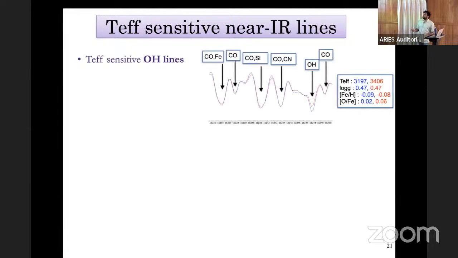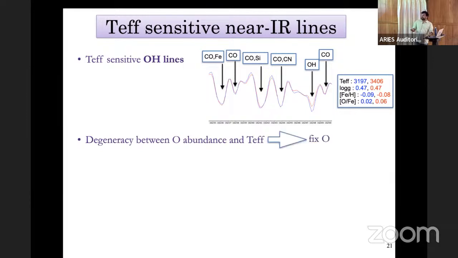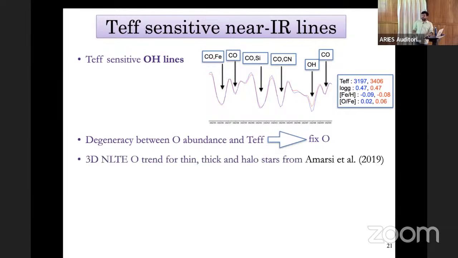As you can see here, these are two spectra, blue and red, with different temperatures but all other parameters similar. You can see that the OH lines show a very different depth between the two stars. So this means that these OH lines are temperature sensitive. But OH lines are also sensitive to oxygen abundance. This means that there is a degeneracy between oxygen abundance and temperature, so we have to fix the oxygen abundance while trying to determine temperature from these lines.